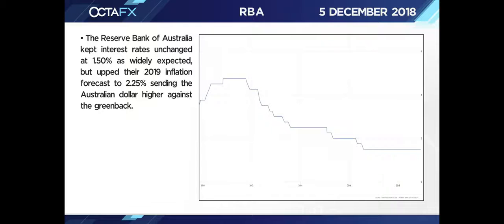The Reserve Bank of Australia kept interest rates unchanged at 1.5% as widely expected on Tuesday, but upped their 2019 inflation forecast to 2.25%, sending the Australian dollar higher against the greenback.